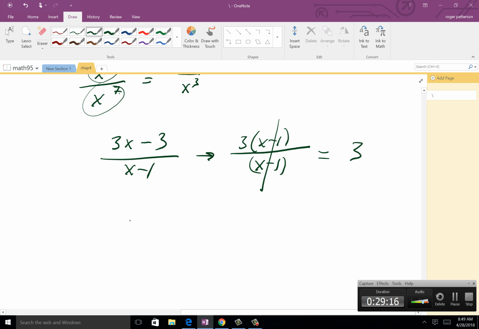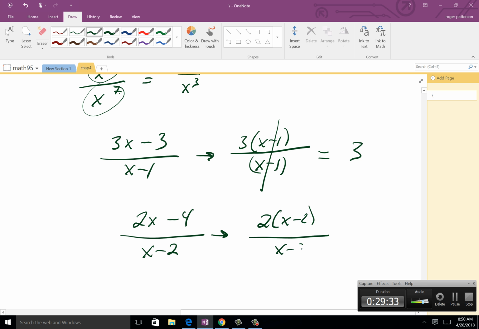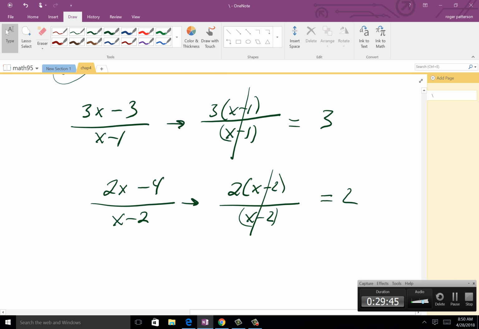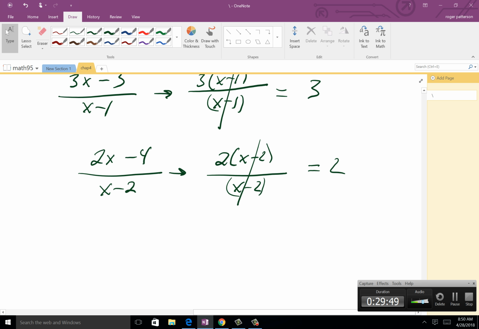So if we have, let's do another one kind of like that. So let's go with 2x minus 4 over x minus 2. Again, if I take the 2 out, I get this over x minus 2. That goes away, gives me 2. All right, so this is just simplifying. That's all we're doing. Factoring them and then simplifying. Factors, factors, that's what you do when you do these ones.